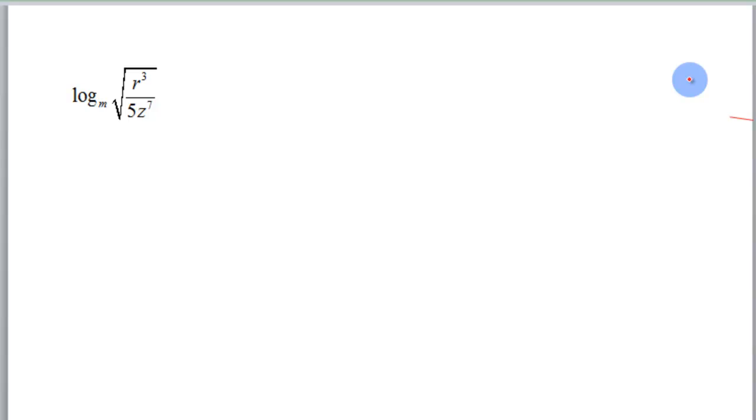Let's move on to another example here. It's the log base m of the square root of r cubed over 5z to the 7th. Well, it's a little tricky, isn't it? But we know what square roots are as exponents. So I change it to log base m, and I'll put parentheses around that: r cubed on the inside, 5 times z to the 7th on the inside in the denominator. And what would be the exponent? The 1/2 power.